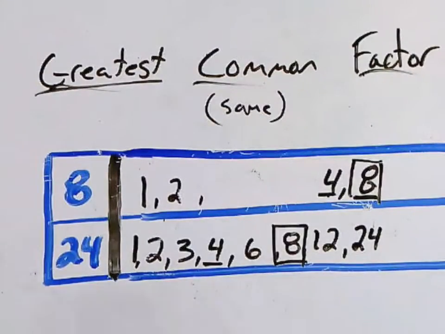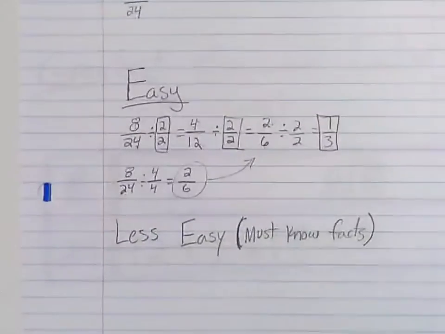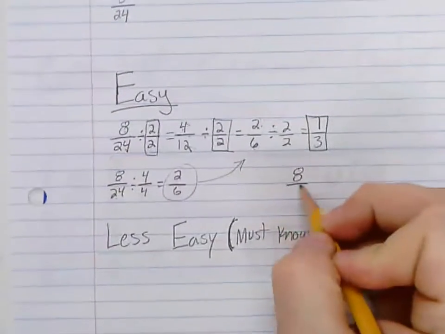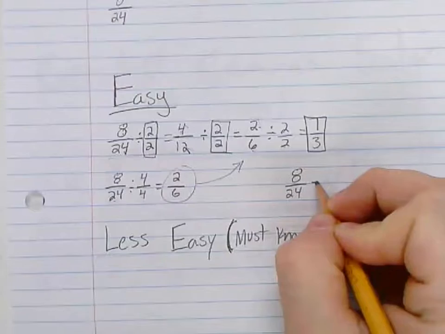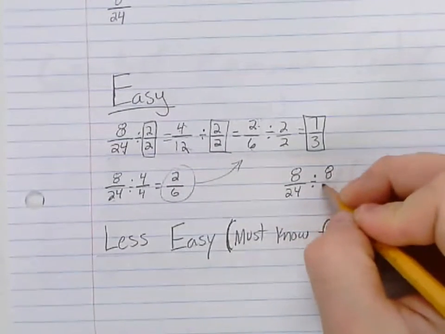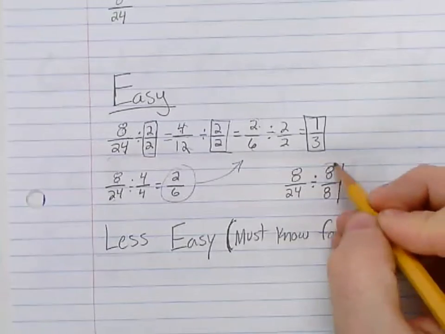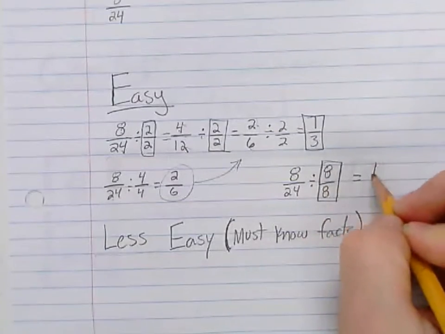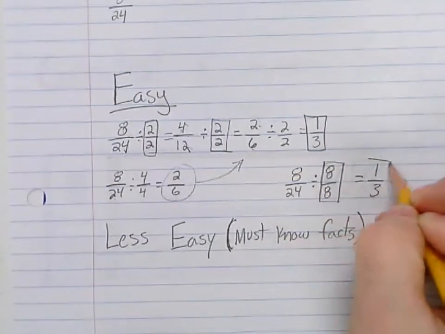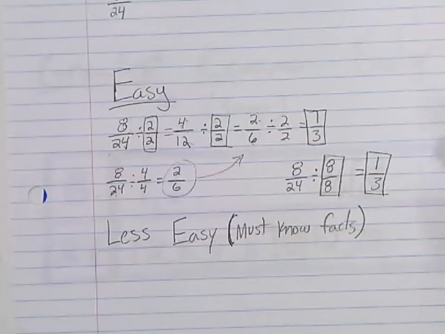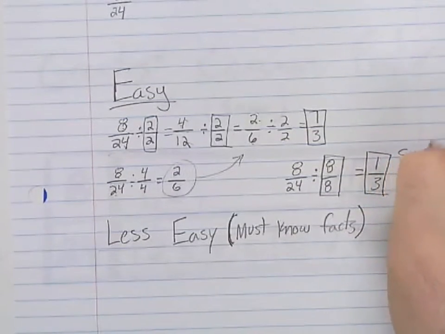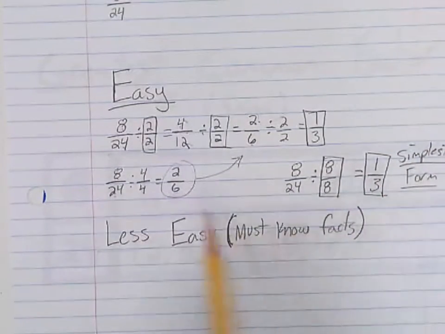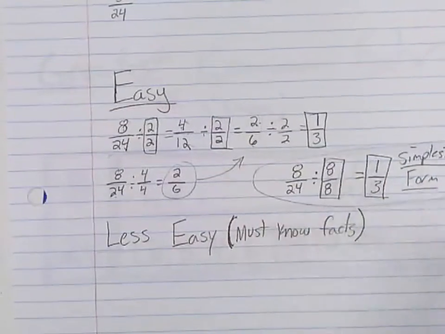So those of you that at the beginning would have said, well, I could have divided by 8 over 8, you're absolutely correct. And when you divide by the greatest common factor, you immediately are given simplest form. So divide by the greatest common factor in fractional form of 1. 8 divided by 8 gives you 1. 24 divided by 8 gives you 3. And 1/3 cannot be simplified anymore. So this is your simplest form. Okay, so all of this was the less easy way, but you have to know your facts.